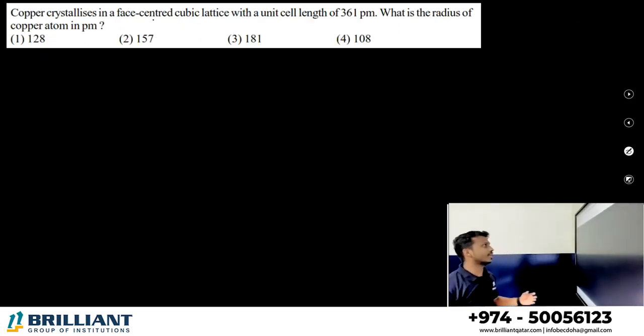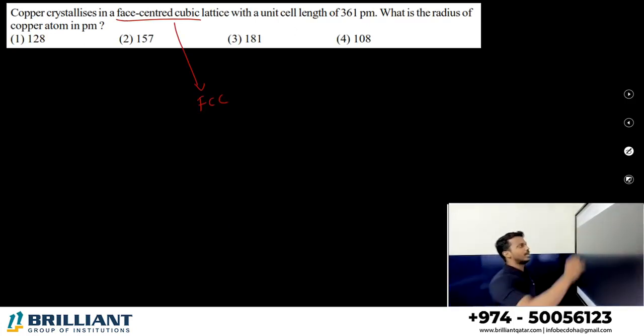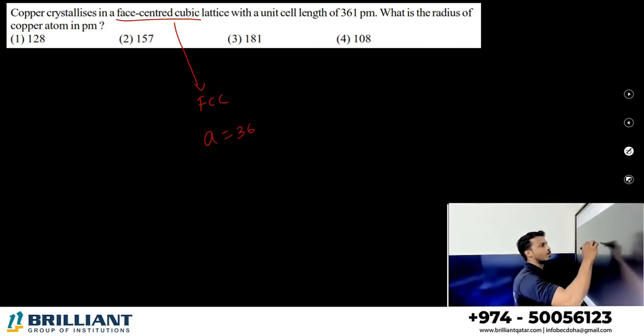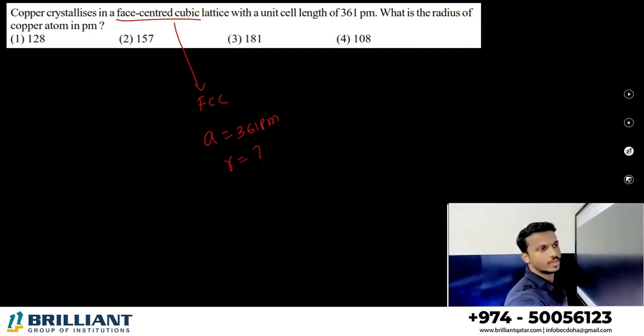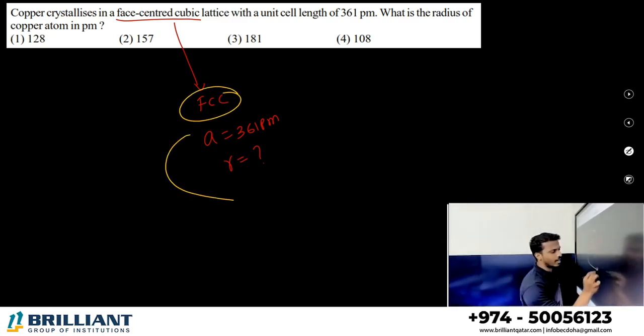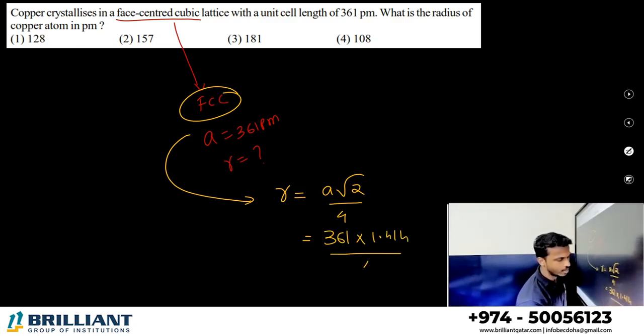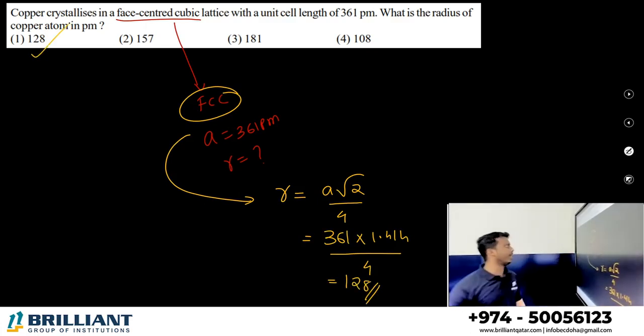Next. Copper crystallizes in a face-centered cubic, that means FCC, with a unit cell edge length a of 361 picometer. What is the radius of copper in picometer? Now we need to change the value of the length, picometer. In the FCC system, what is the relation for radius? Radius equal to a root 2 by 4. What is the a value? 361. What is the root 2 value? 1.414, divided by 4. Hopefully we'll get 128. If you check, 128, option A can be the answer. So numerical questions can also be expected using the radius and axial length relation.